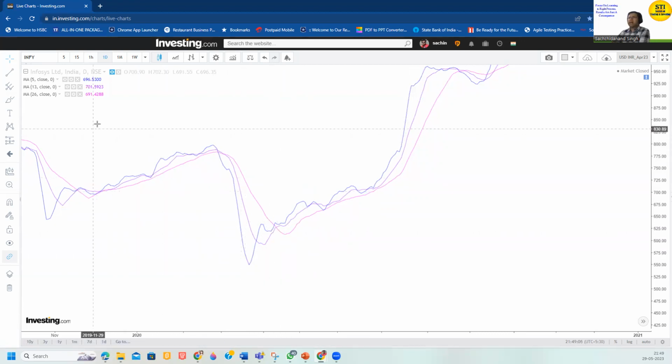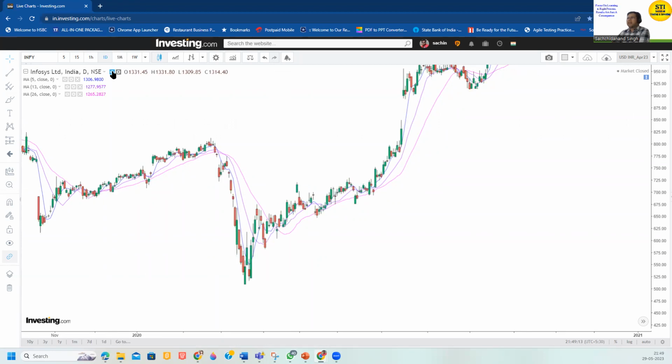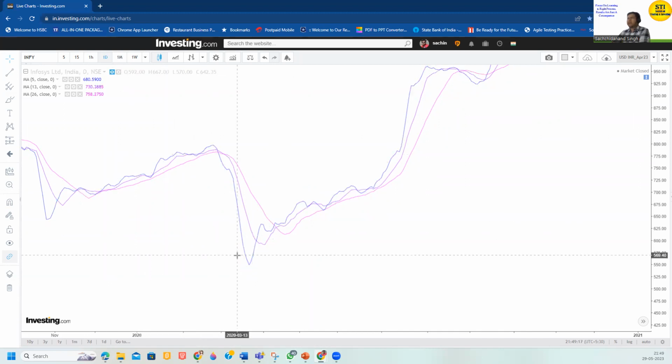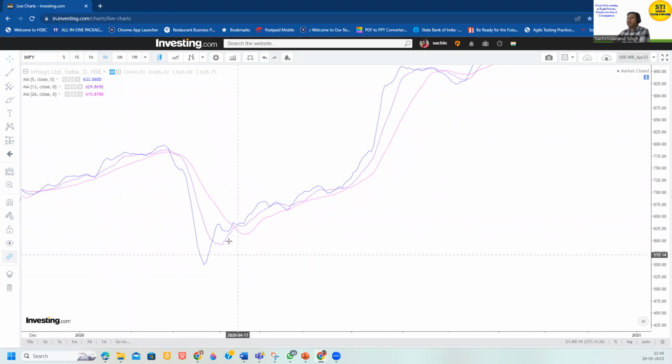So how to hide them? Against the name of the company, there is an icon. If I select it, it will be visible. If I select one more time, it will be invisible. Okay. So as I said, the blue one is the 5 moving average, the purple one is the 13, and the pink one is 26.